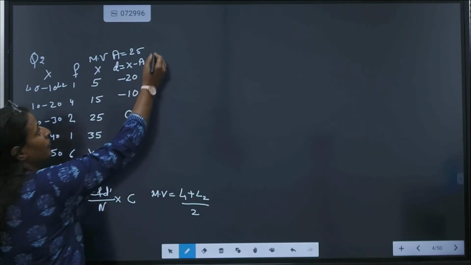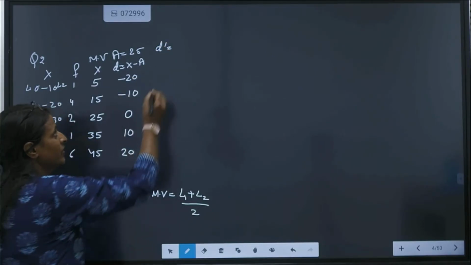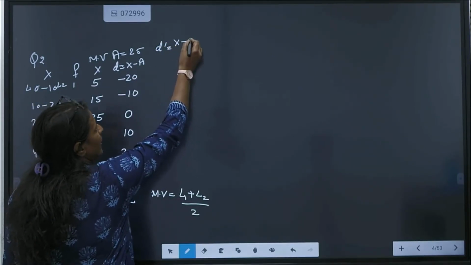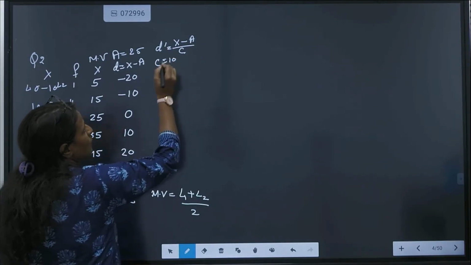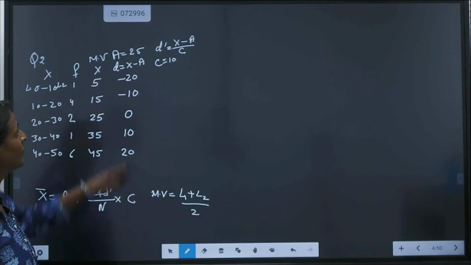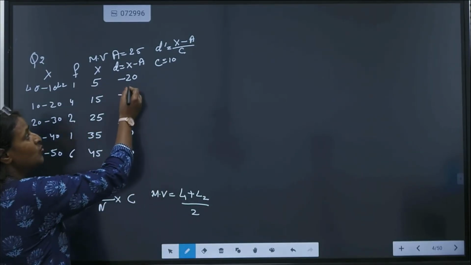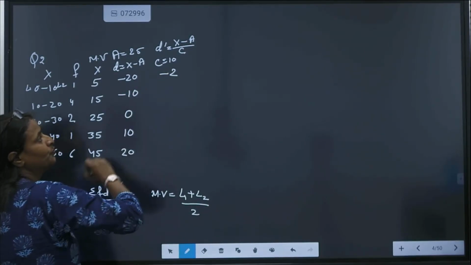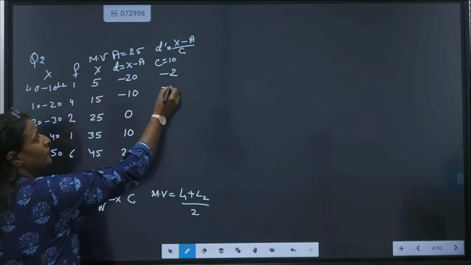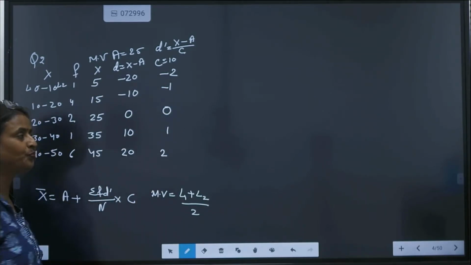Now we require d dash. The formula of d dash is x minus a upon c. Here we are taking c equals to 10. So we divided d by 10. Minus 20 divided by 10, minus 2. Then minus 1, 0, 1, 2.